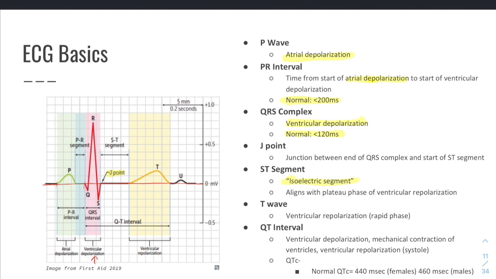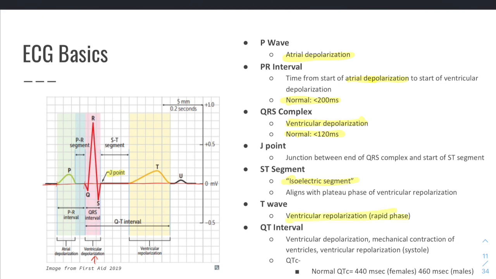And this is aligned with, if you think of your ion conductance in your cardiac myocytes, that plateau phase that prolongs your refractory period, where calcium and potassium are balanced in efflux as repolarization starts to occur. Your T wave is the rapid phase of ventricular repolarization.